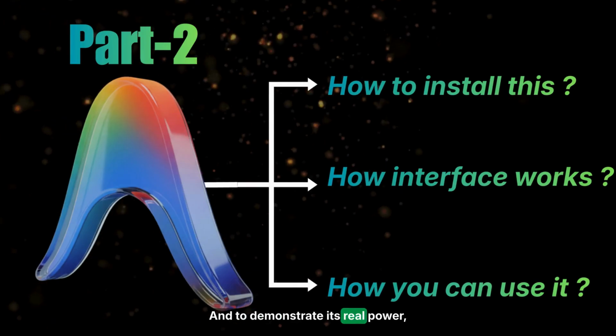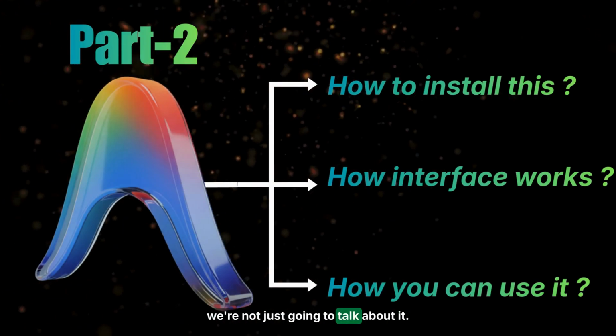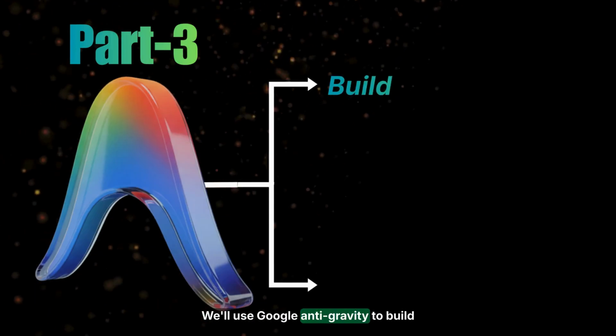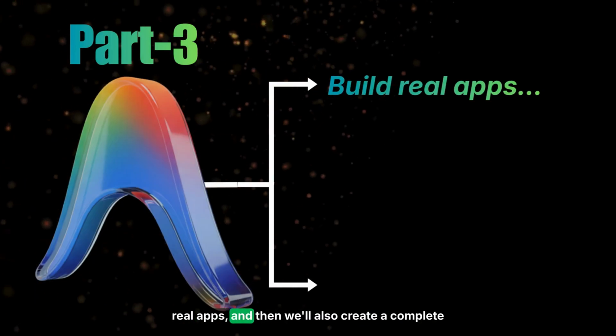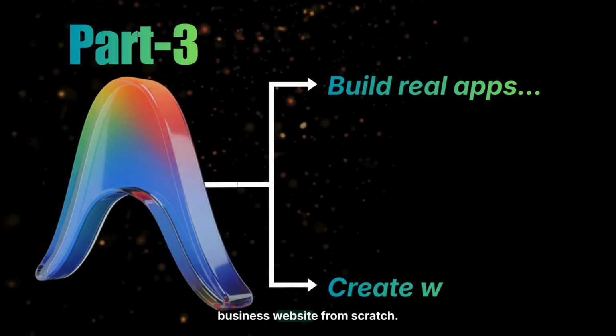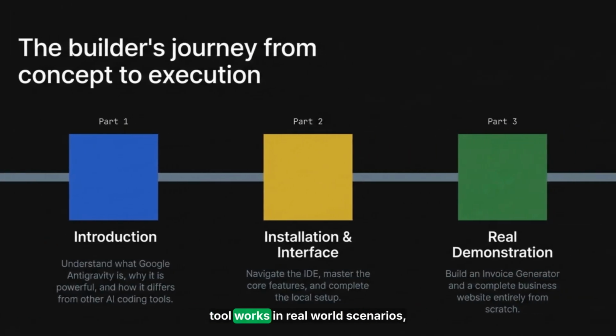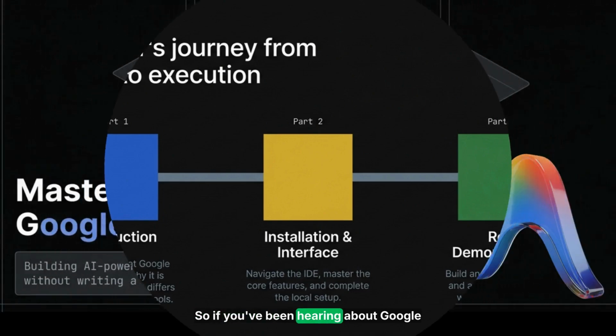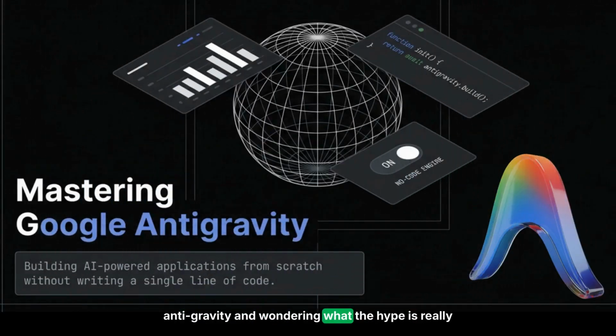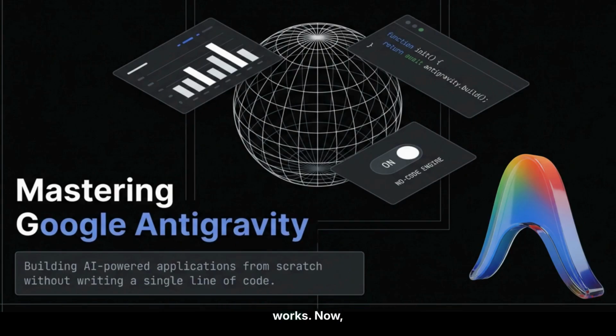And to demonstrate its real power, we're not just going to talk about it. We'll use Google Antigravity to build real apps, and then we'll also create a complete business website from scratch. This will give you a clear idea of how this tool works in real-world scenarios and how even non-technical people can start building apps and websites using AI. So if you've been hearing about Google Antigravity and wondering what the hype is really about, this video will show you exactly how it works.